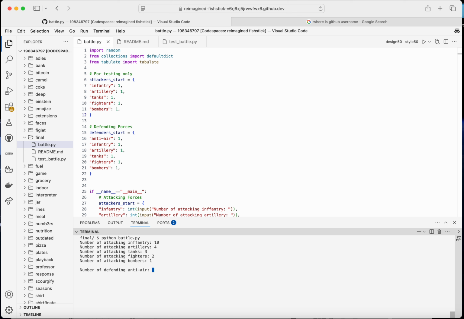And now we're going to go to the defenders. The defenders have one extra unit the attackers don't have. That's the anti-air gun, which comes with its own specific rules that you can look up in the rule book if you would like. Let's give it some more. 3, and we'll say a bomber.